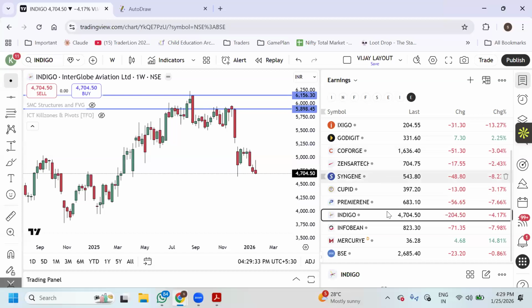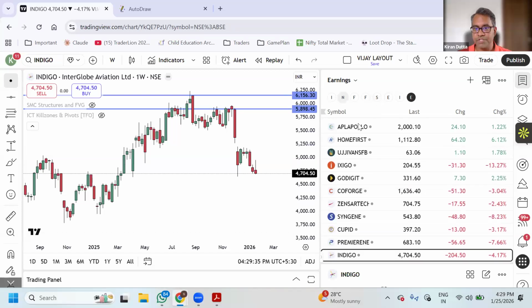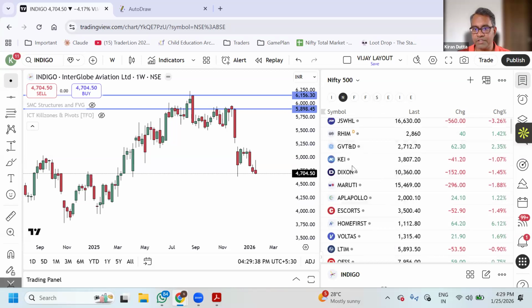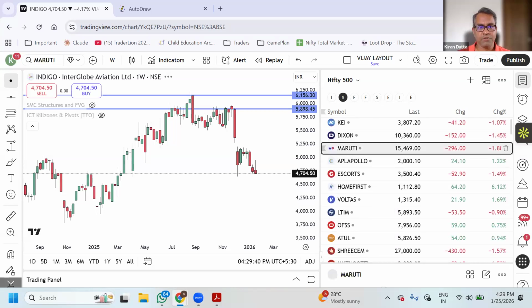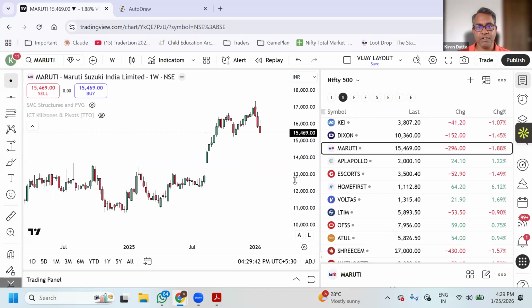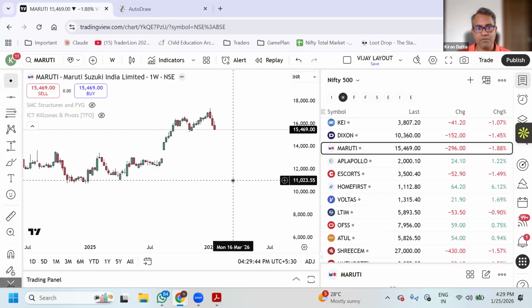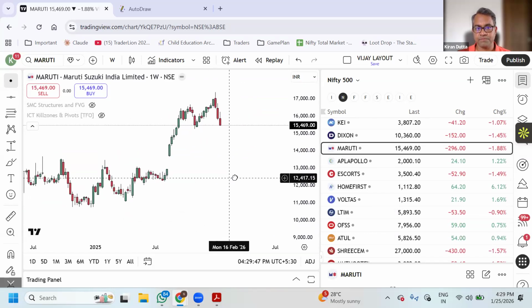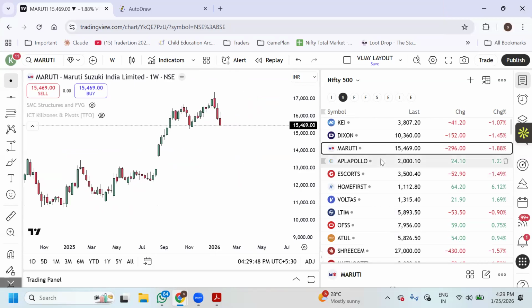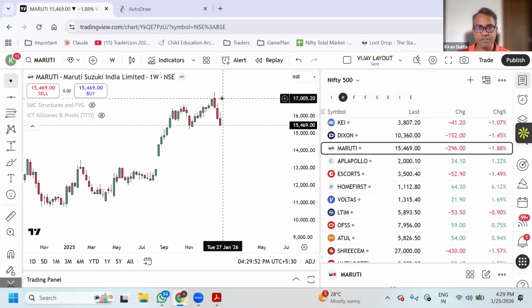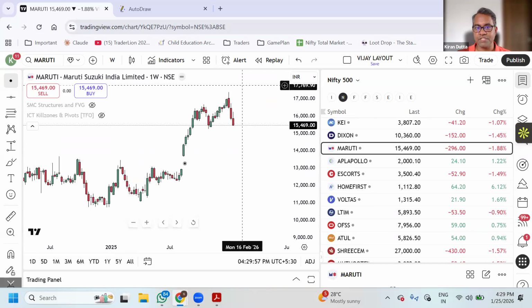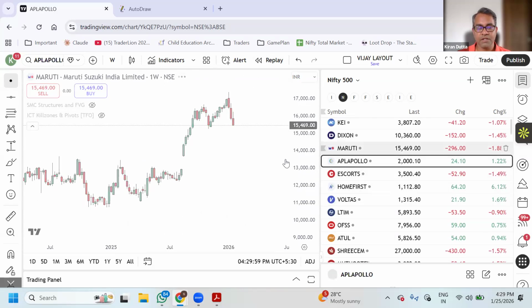Okay, let's go through 2-3 couple of examples. This is the Nifty 50 list. I wanted you to tell me on the weekly chart, what is happening with Maruti? Downwards. The downward movement just started, recently 3 weeks ago. Until then, it was in an upside movement, right?